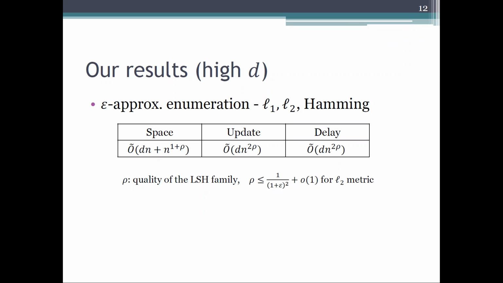We built a data structure upon the well-known locality-sensitive hashing. We get a data structure with space order dn plus n to 1 plus rho, with update and delay guarantees roughly dn to the 2 rho. Here the O tilde notation hides a log to the 2n or log to the 3n factor. The parameter rho is defined as the quality of the LSH family. For example, for the L2 metric, rho is bounded by almost 1 over 1 plus epsilon squared.